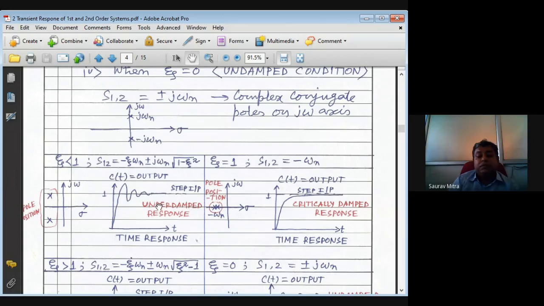So this is the underdamped response, and this kind of response you are supposed to draw for zeta in between 0 and 1. If zeta is equal to 1, it means two poles on the same position on the left hand side. So two poles on the left hand side means the system is stable, and as the two poles are on the same position, you are going to get a critically damped response. This critically damped response is almost looking like a step response.